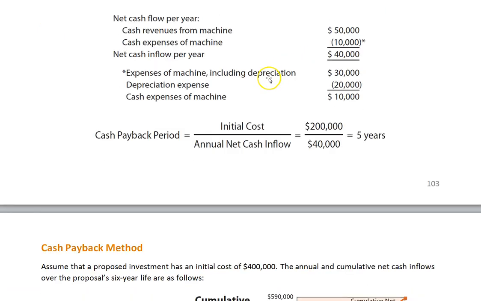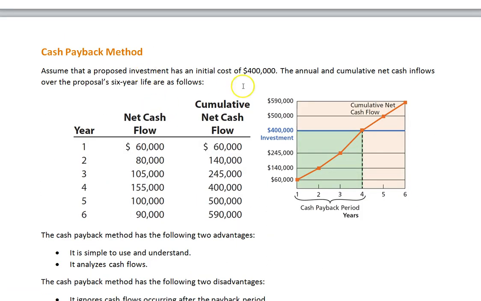Alright, the cash payback method continued here. This time we're going to look at one that has uneven cash flow. So notice these numbers aren't the same. Has an initial cash outlay of $400,000. What we need to do is keep adding these together until we get to $400,000. So the first one, after year 1, you had $60,000. That's a total of $60,000. Next year we had $80,000. So $60,000 plus $80,000 equals $140,000.